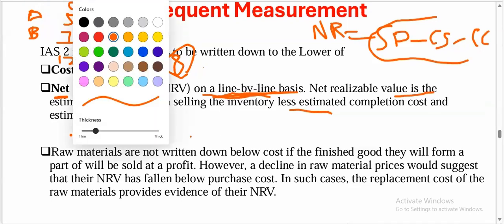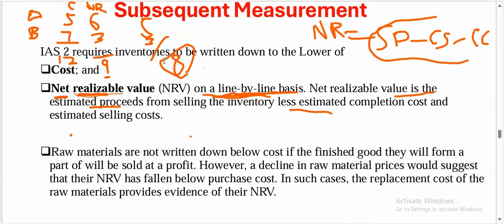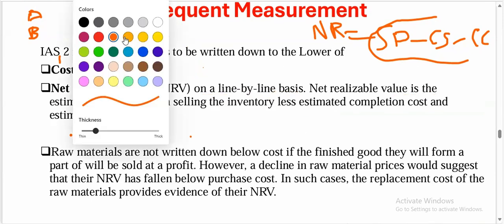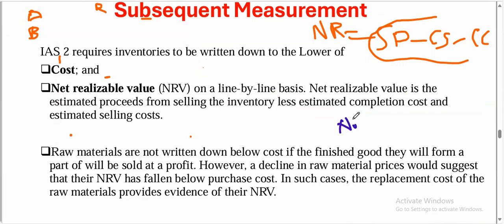I want you to really understand this. There is nothing like cost to complete, because finished goods are already completed. Are you following? So in that case, in the NRV formula here, the value for the cost to complete will be 0 because there's no cost to complete. The event is already completed, right?